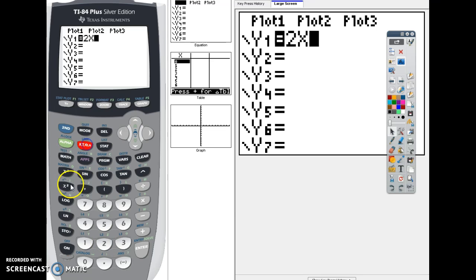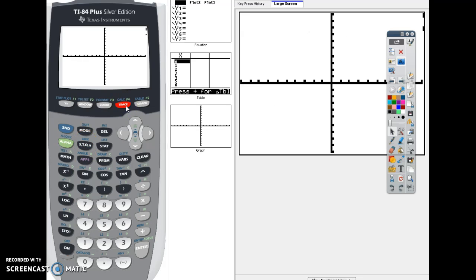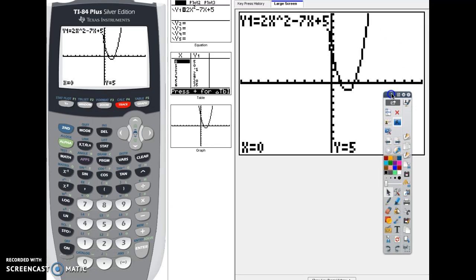Two x squared minus 7 x plus 5. Trace. Which side are my solutions on? Are they on the negative side or are they on the positive side? Las soluciones están en el lado positivo, on the positive side. Both. This is positive, this is positive.